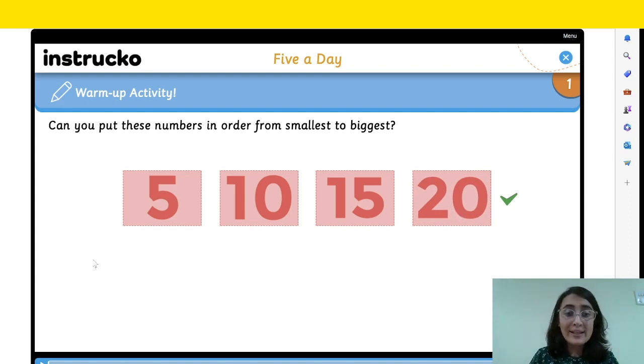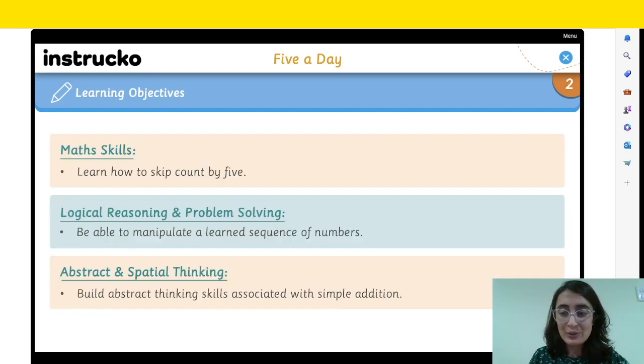Now looking at this, can you tell me which is the smallest number? Correct. 5 is the smallest number of all four, right? And which is the biggest number? 20 is the biggest number of all the four numbers. Very nice. So, let's move to our story then.